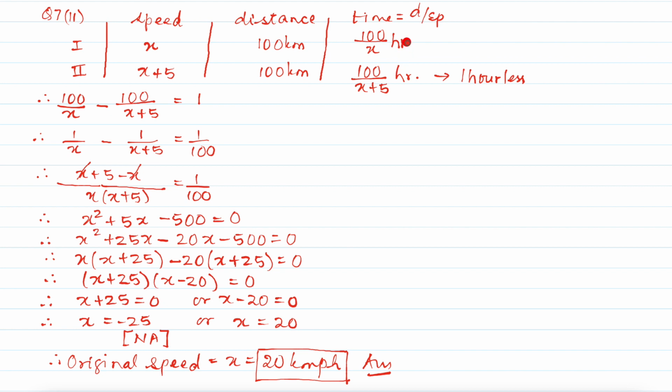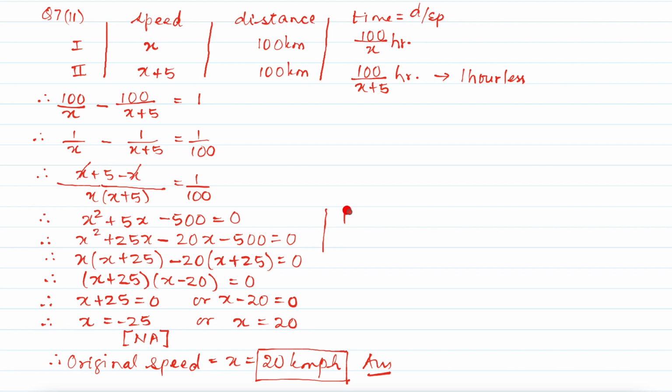So we will have, this being the bigger quantity, we'll have the bigger time, the original time, minus the new time, that is in case 2, and the difference is going to be 1 hour. Now I have taken 100 common, divided the whole thing by 100, and now it has become 1 upon x minus 1 upon x plus 5 equal to 1 upon 100. Take the LCM, cancel it out, and then we have the quadratic equation like this.